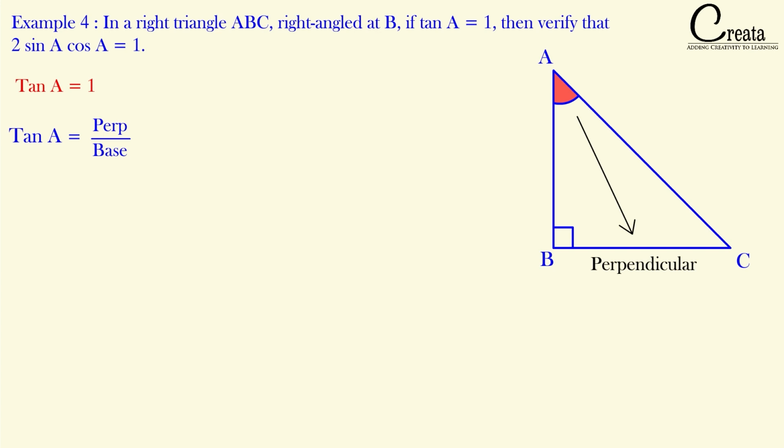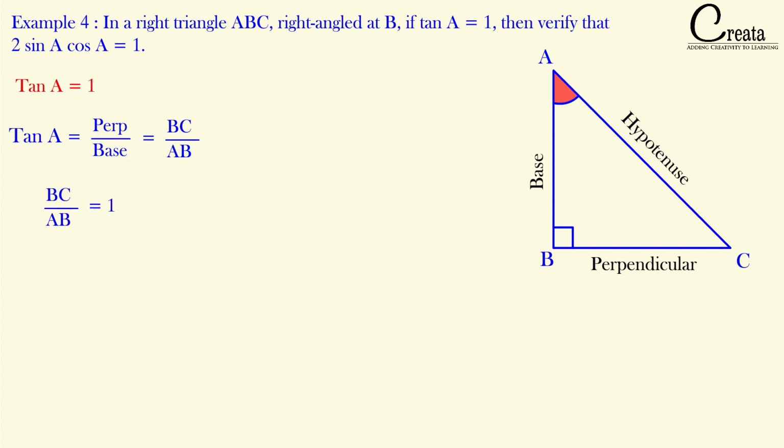Got it? Further, hypotenuse is the side opposite to 90-degree angle. Angle B is 90 degree, so AC will be the hypotenuse. And the third remaining side is the base, the side between the 90-degree angle and the trigonometric angle. So AB is the base. And tan A is given as 1. And tan A is perpendicular over base. Perpendicular is BC and base is AB. So tan A is equal to BC upon AB. And tan A is given as equal to 1. So we got BC upon AB is equal to 1.